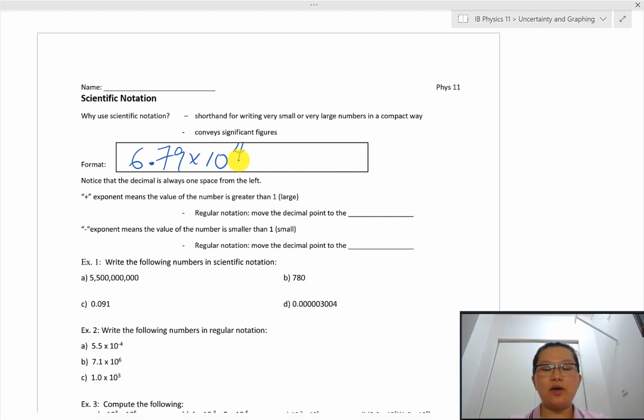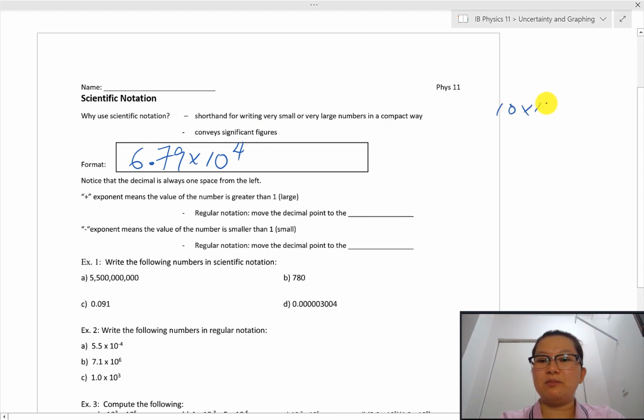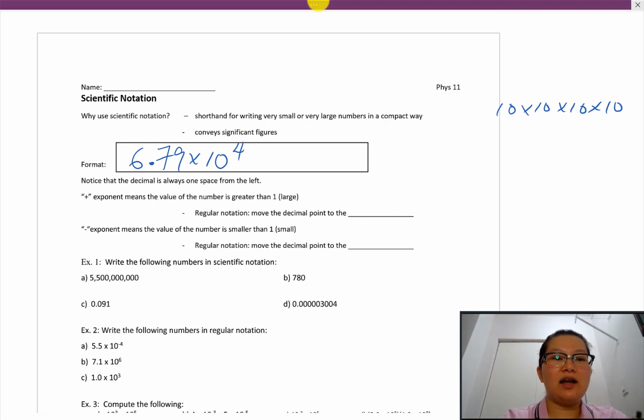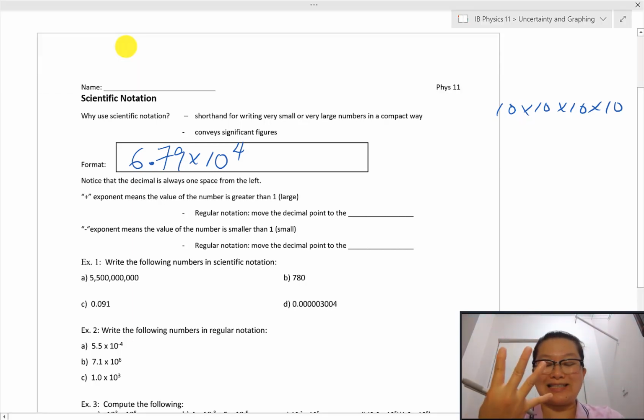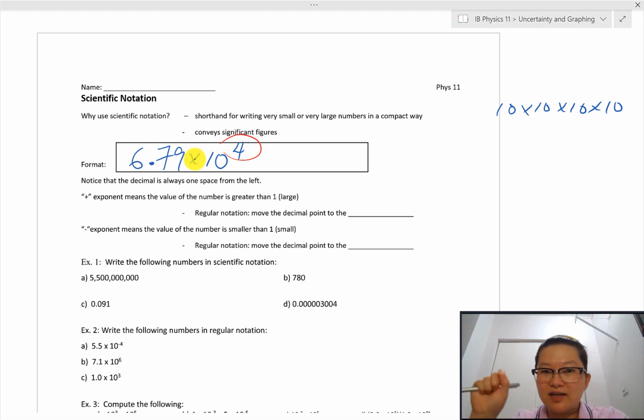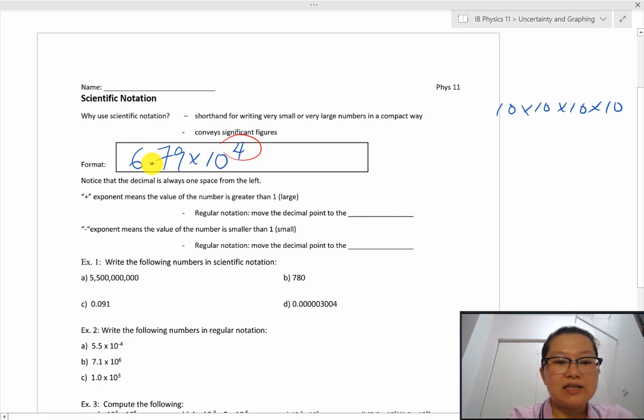If I wanted to expand this number out, how would I do that? Well, we're multiplying by 10 to the power of 4. What that means is it's multiplying by 10 times 10 times 10 times 10. This is essentially 4 zeros. So I need to take that decimal and move it forward 4 steps. If this is a positive exponent on the 10, it means this number is greater than 1. It's going to be a big number. Move the decimal to the right, making the number bigger.